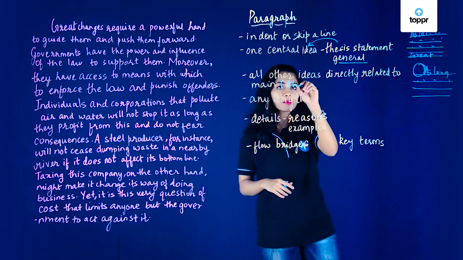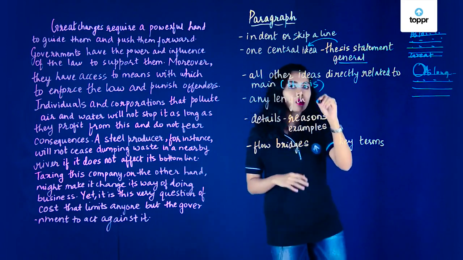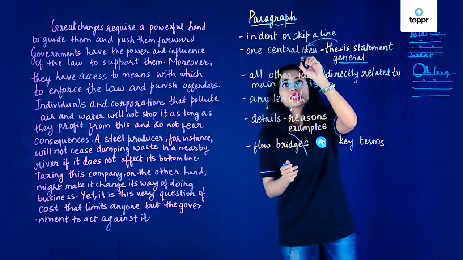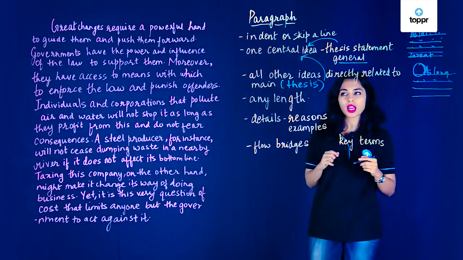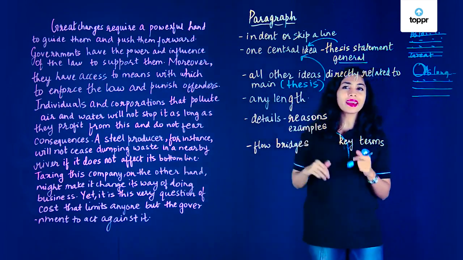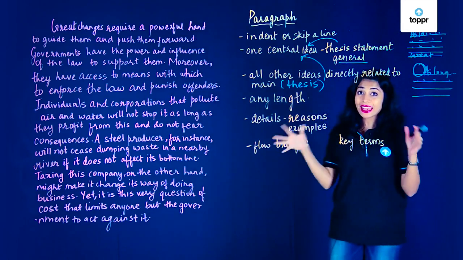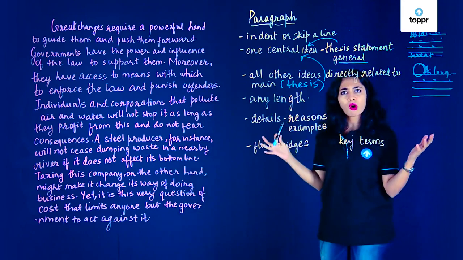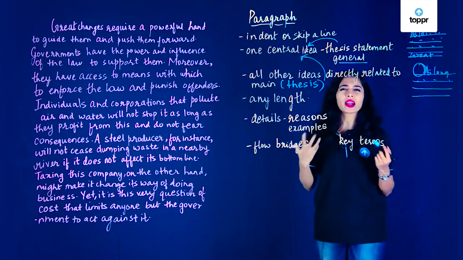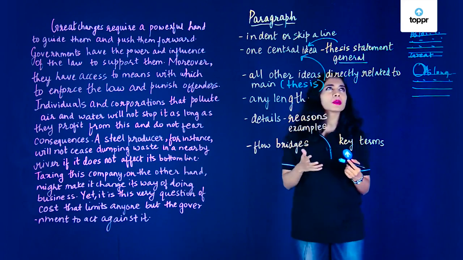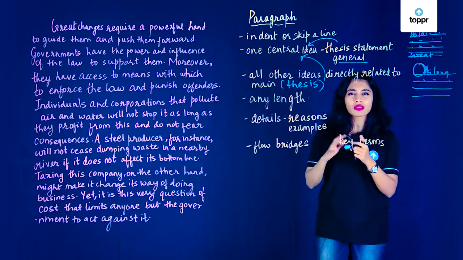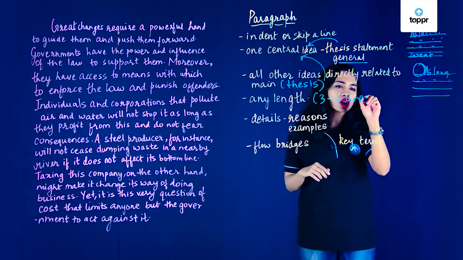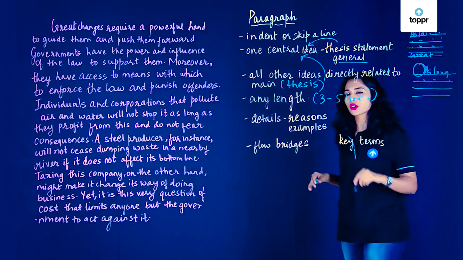So our next point is all other ideas directly related to the main idea, that is the thesis statement. I just told you that everything else in the paragraph should relate to the central idea or the thesis statement. So what should be the length of a paragraph? Well, technically, the length of a paragraph can be just one line or just one sentence. But ideally, if you ask me, a paragraph should be anywhere from 3 to 5 lines. This is the ideal length, but it can be longer or shorter depending on the topic that you're writing about.